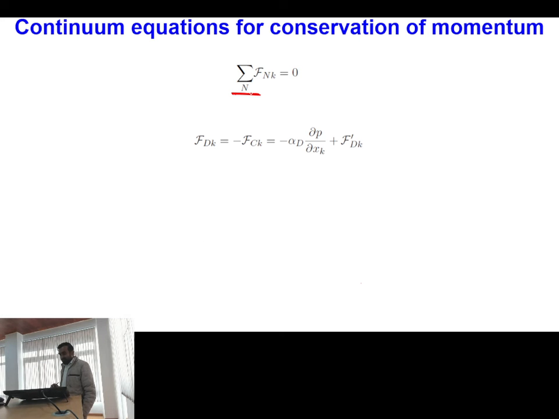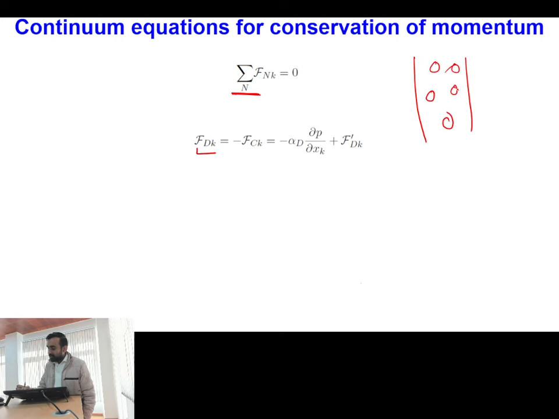Now, it is interesting to know that if I have only a two-phase system, one is dispersed phase and the other one is continuous phase. Then whatever is the interaction force acting on the dispersed phase in the kth direction will be simply equal to minus of the force acting on the continuous phase in the kth direction. Is this point clear? And this force, of course, again can be split into two parts.